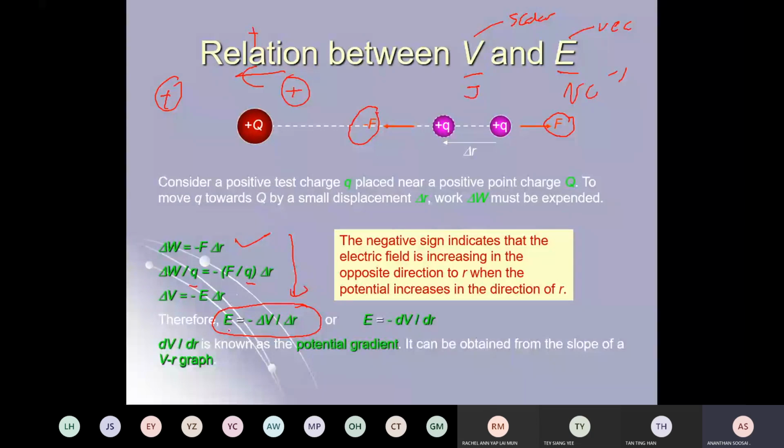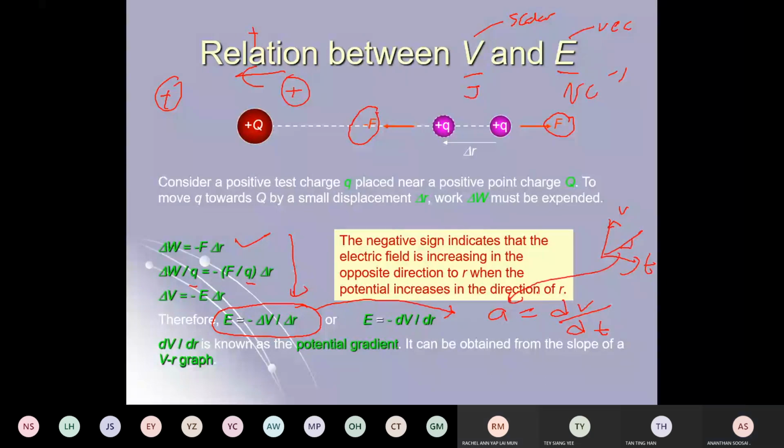So electric field strength is the negative of the potential gradient. You can visualize this like acceleration. You know, acceleration is dv/dt, right? Acceleration is the rate of change of velocity, like the gradient of the v-t graph. If you plot a v-t graph, the gradient is the acceleration, right?